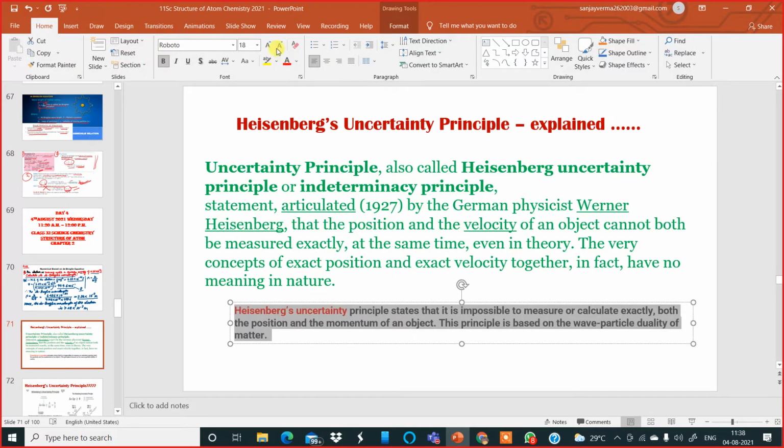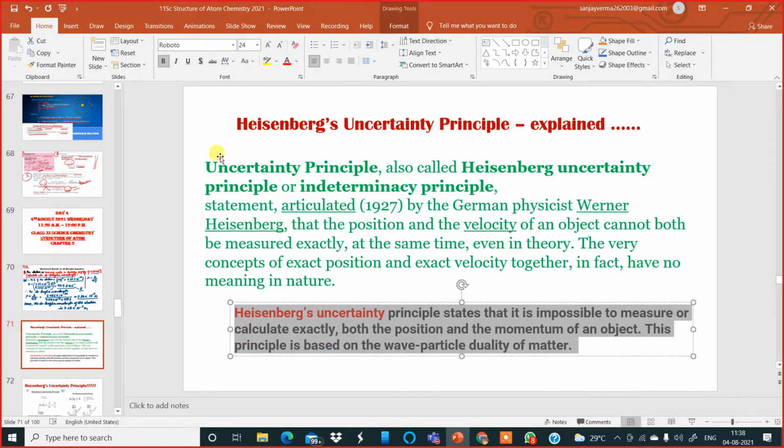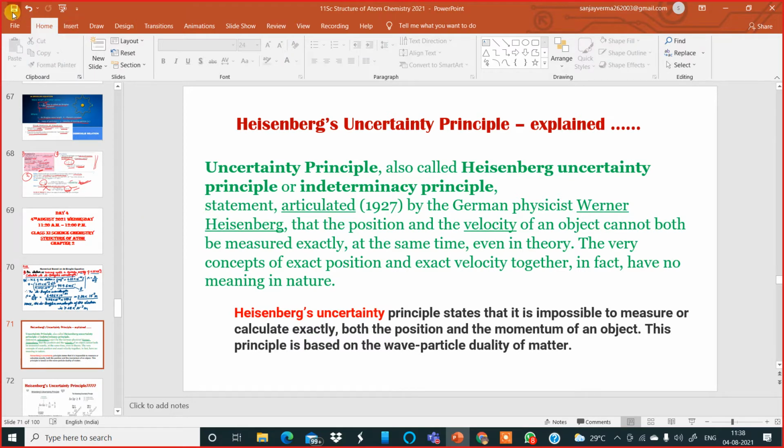Here you can see the Heisenberg principle states that it is never possible to measure or calculate exactly both the position and the momentum of an object at the same time. We cannot know the position and the momentum at the same time. You can know either one of them. If you know the position, then you lose the momentum. If you know the momentum, then you will lose the position.